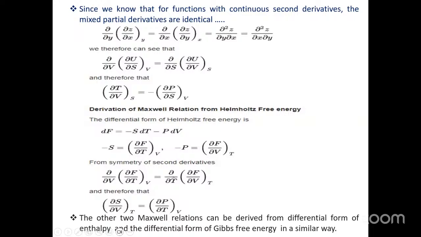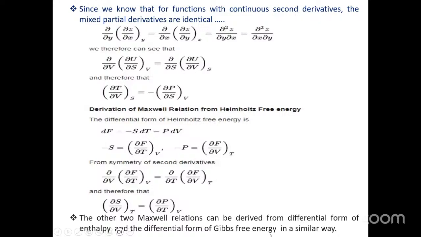suffix V, that is equal to dou by dou T. Here I took dou by dou S, here I took dou by dou T. Here pressure is the constant, here temperature is the constant. For internal energy I am taking dou U by dou V here, and for Helmholtz free energy it is dou F by dou V, suffix T. The same form I use here also: dou T by dou V suffix S, here dou S by dou V suffix T, and here minus of dou P by dou S suffix V, here dou P by dou T suffix V.